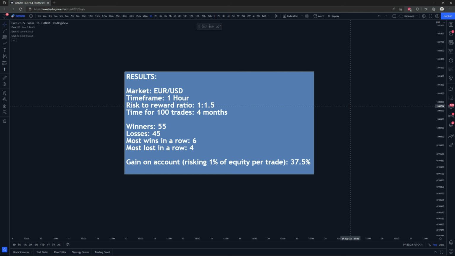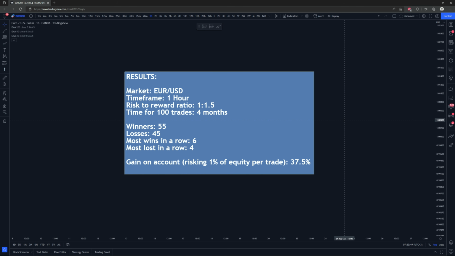The results are in after the 100 back-tested trades. This was tested on euro against the US dollar on a 1-hour time frame using a 1 to 1.5 risk to reward ratio, and it took 4 months of price data for those 100 trades to be found. So relatively on the low end for an hourly time frame test, 4 months. It's kind of on the mid to lower range.